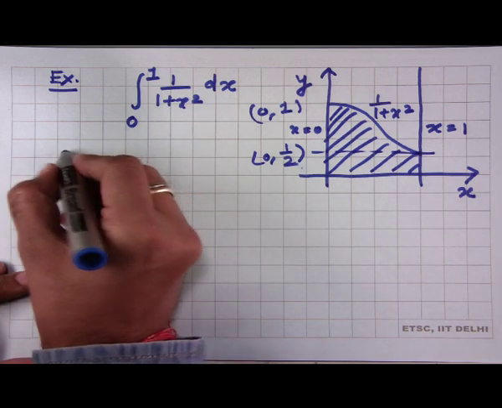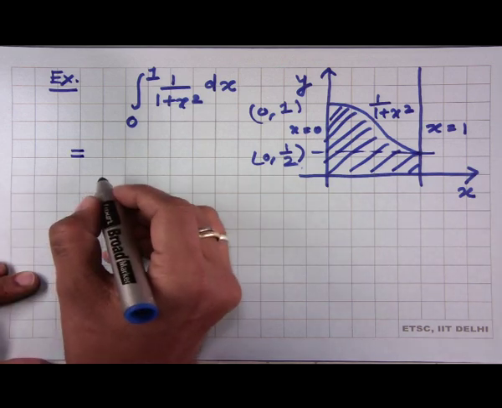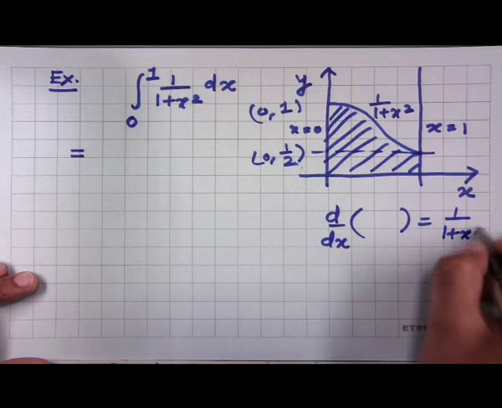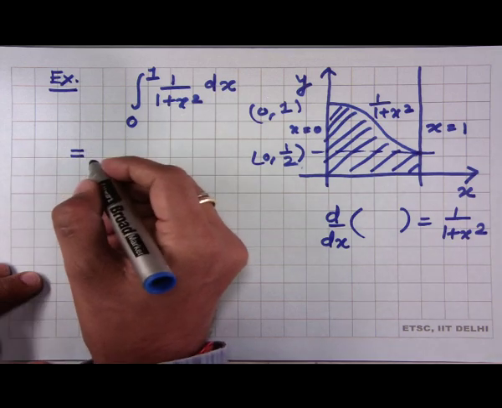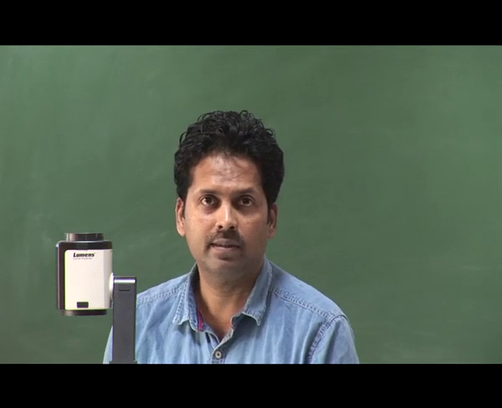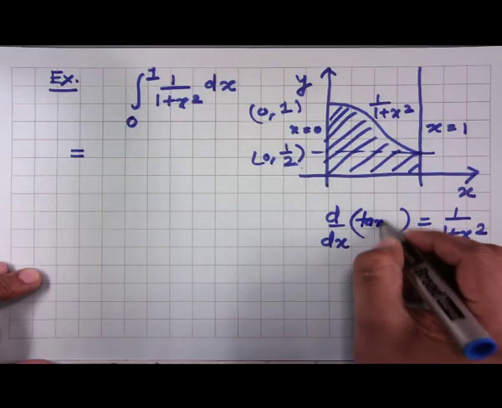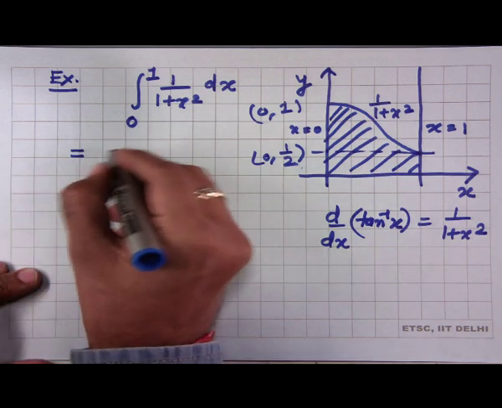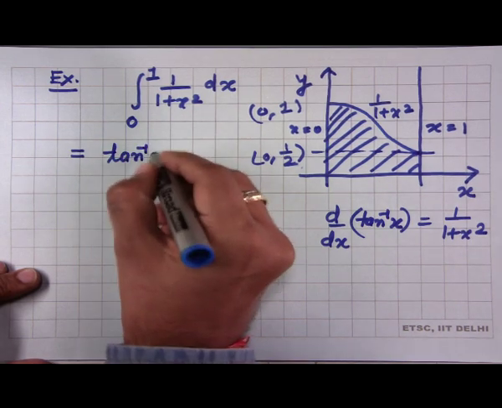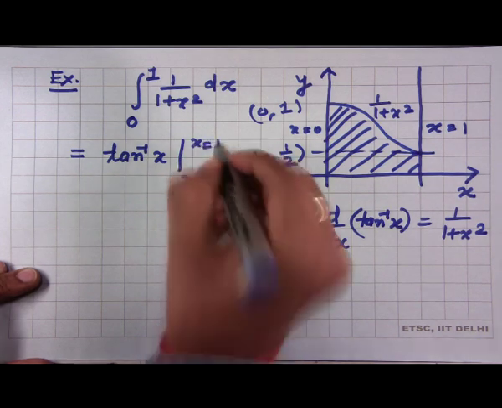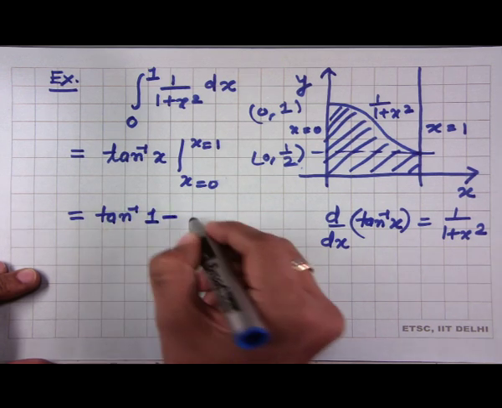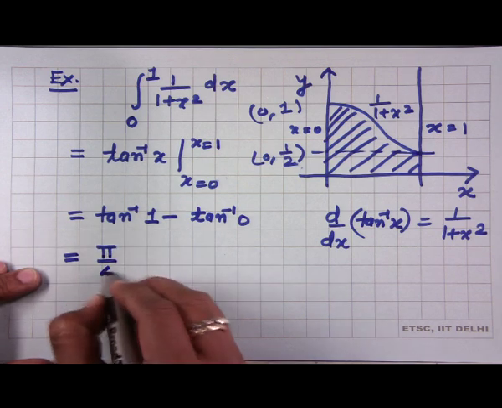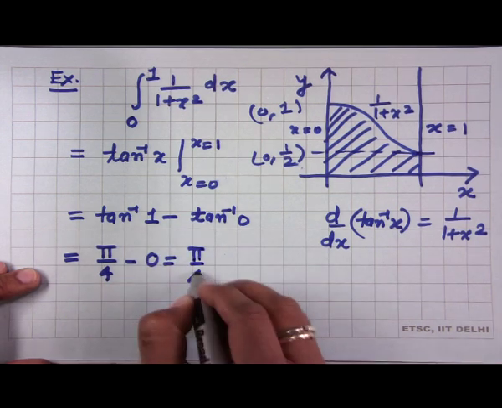Now if I want to find this integral by the method of antiderivatives, I will be looking for a function whose derivative is 1 by 1 plus x square, and I hope all of you remember the antiderivative of 1 upon 1 plus x square. So you know that the derivative of tan inverse x is 1 upon 1 plus x square. Therefore the value of this definite integral will be, by the formula explained earlier, tan inverse 1 minus tan inverse 0, which is pi by 4 minus 0. So the value of this integral is pi by 4.